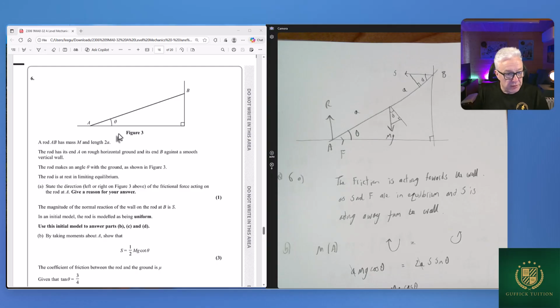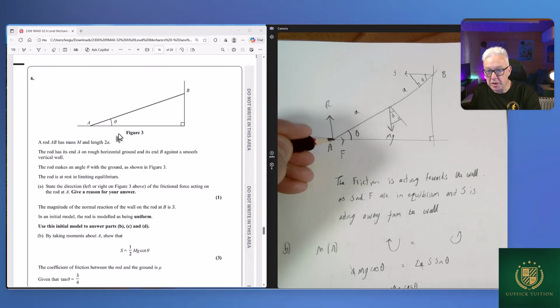The magnitude of the normal reaction on the wall, on the rod, at B is S. In an initial model, the rod is modelled as being uniform. Use this initial model to answer parts B, C and D. By taking moments about A, show that S is equal to 1/2 mg cot theta. So they want us to take moments about A.